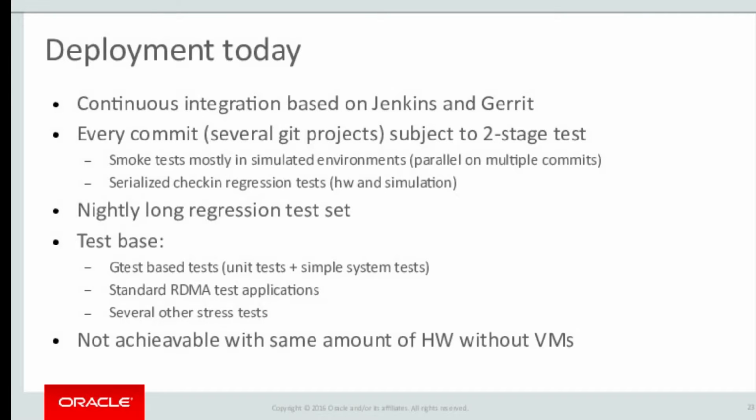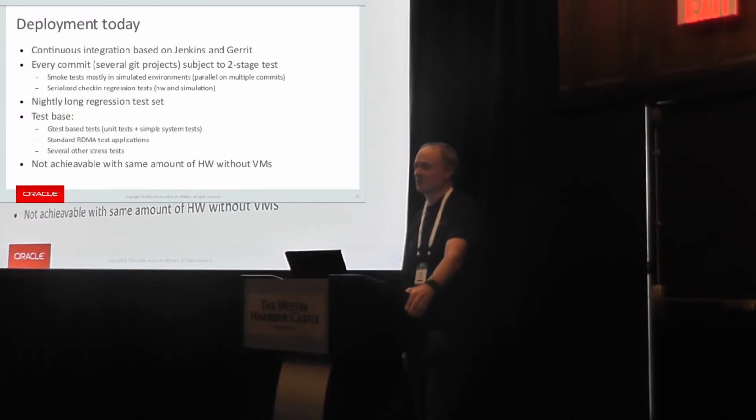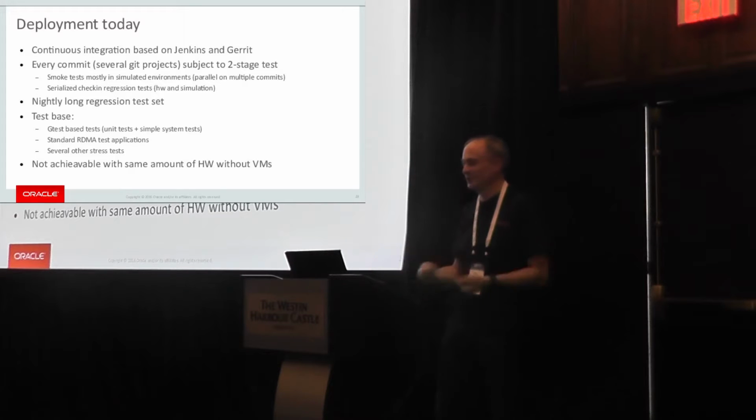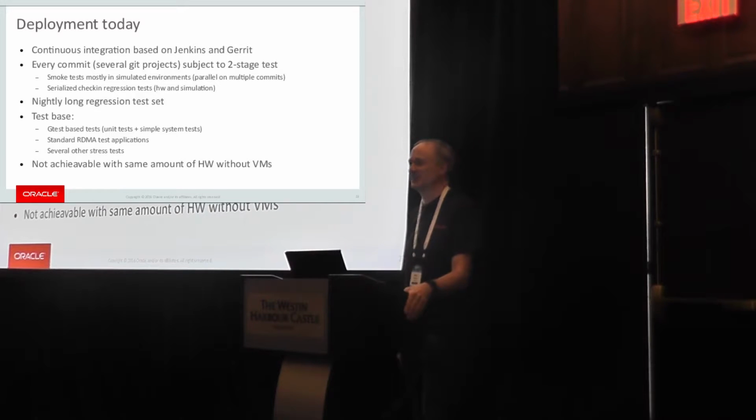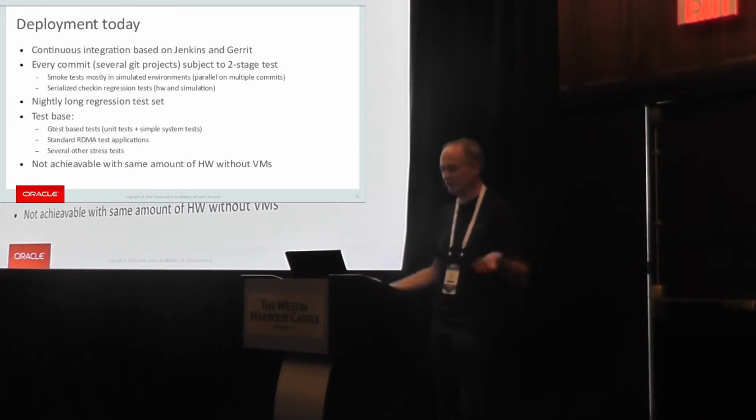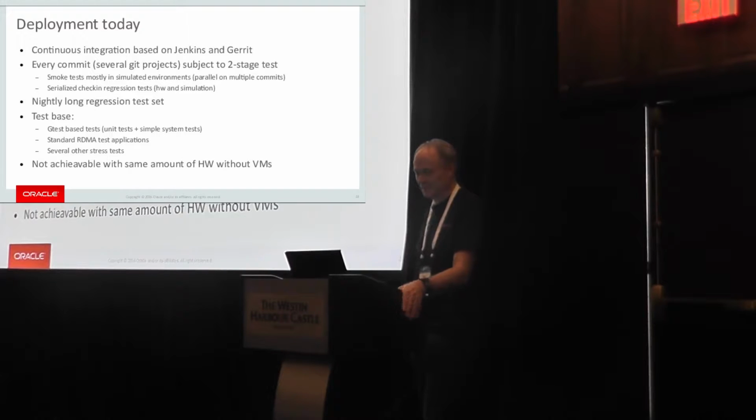Our deployment today is continuous integration based on Jenkins and Gerrit. Every commit we submit goes through a two-stage test. There is a smoke test that runs in parallel very quickly to filter out the obvious mistakes, compiling and stuff like that, actually based on G-test, most of it. And then we have a longer serialized check-in regression test, which has to be serialized because of the amount of hardware we have available, and that will result in commits being accepted.